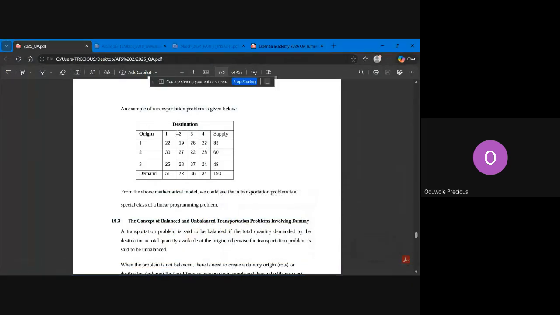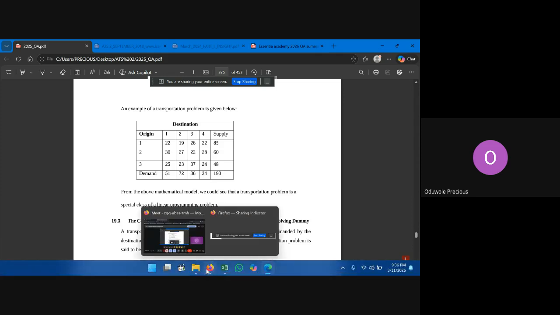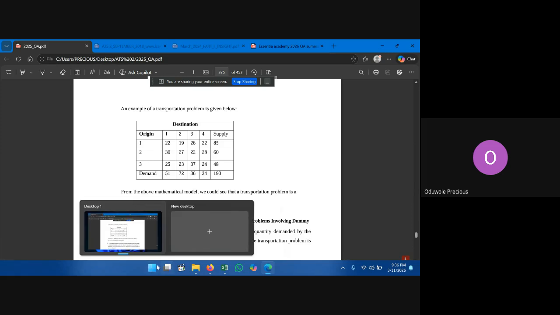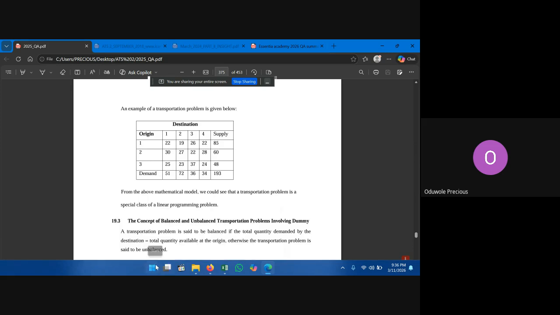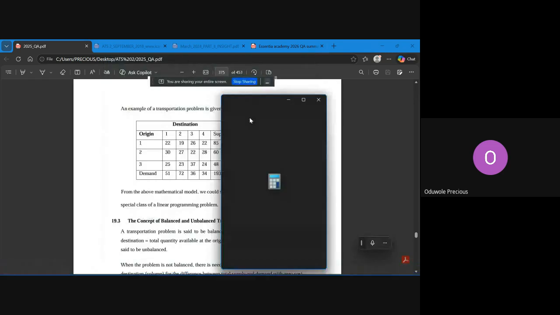your demand must be equal to your supply. Your demand must be equal to your supply. So it means this side must be the same as this side. If it is not the same, there is an issue. If it is not the same, that's the first thing you are going to tackle. So let me show you. Let's see if this is correct.